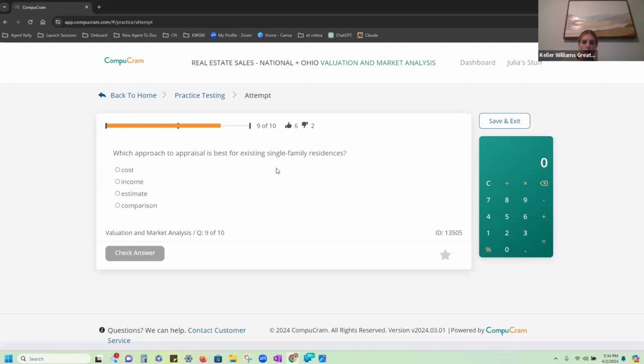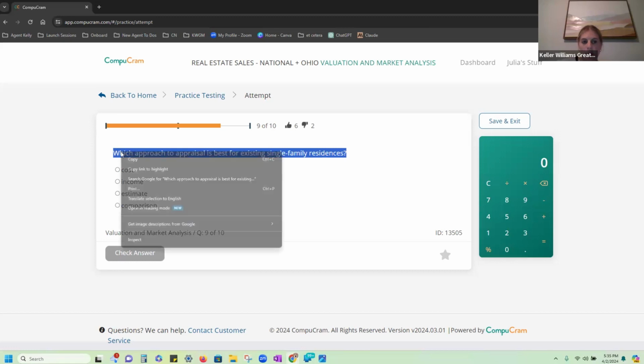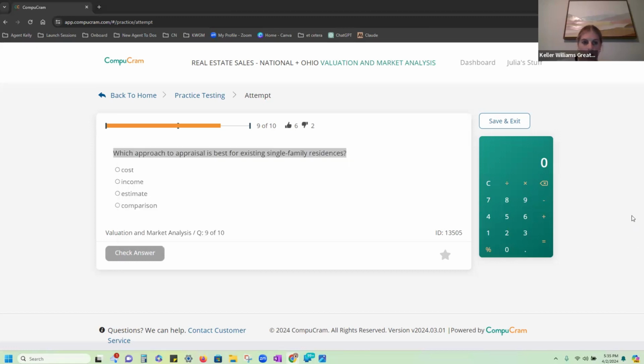Okay. Which approach to appraisal is best for existing single-family residences? A, cost; B, income; C, estimate; or D, comparison. So which approach to appraisal is best for existing single-family homes? So which one would you guys be doing?